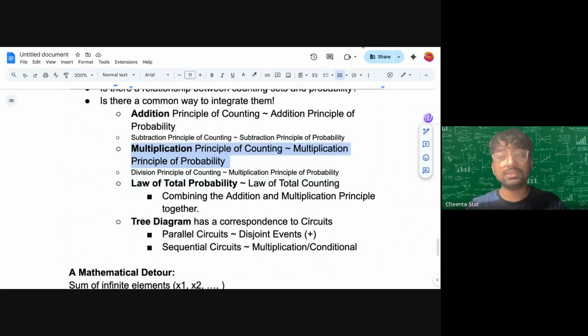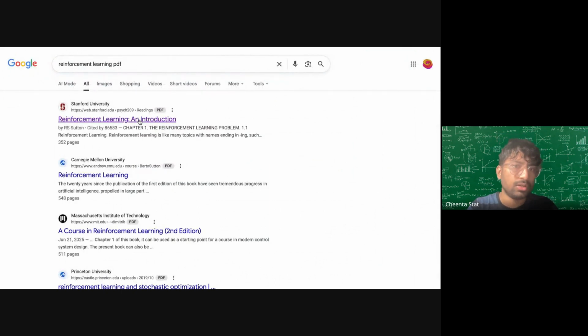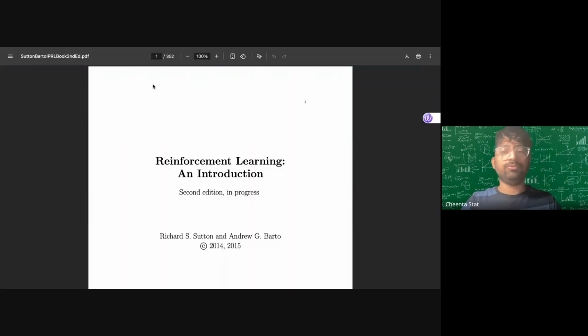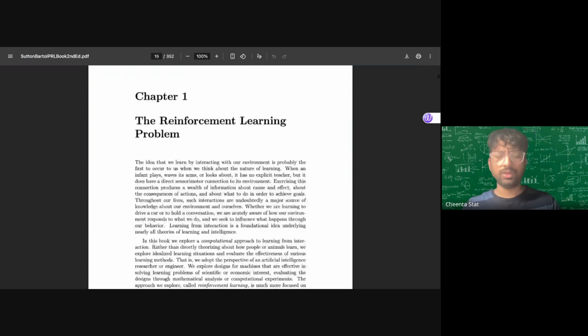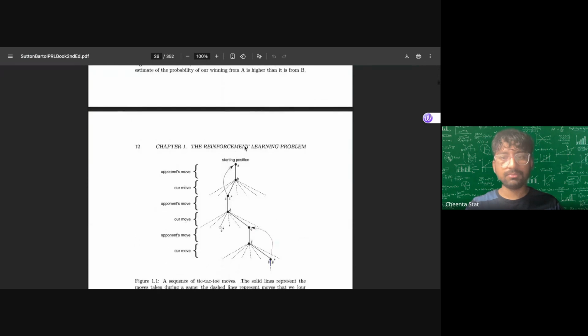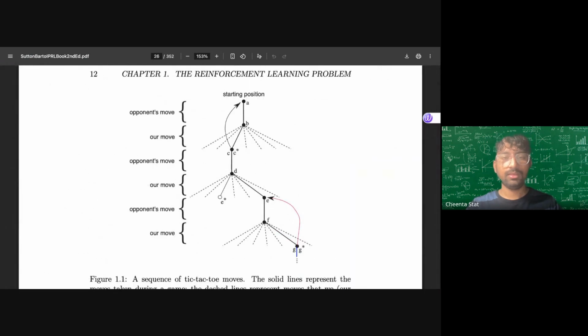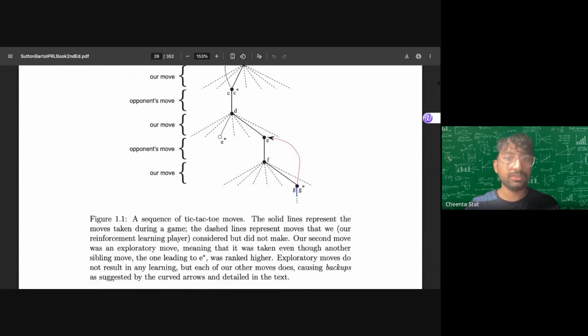Like I was telling you, I hope all of you know about reinforcement learning. If you just search for reinforcement learning PDF, you will see Sutton, the person who wrote the best book, and you will see that it's really hard, complex mathematics. But what you will see is that it's nothing but a tree diagram. See, if Stanford's professors are doing this, that means there's some importance, right?